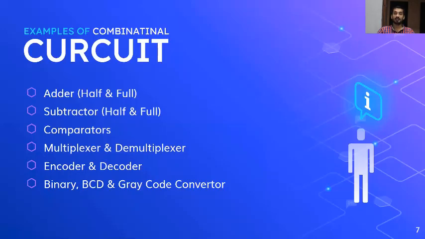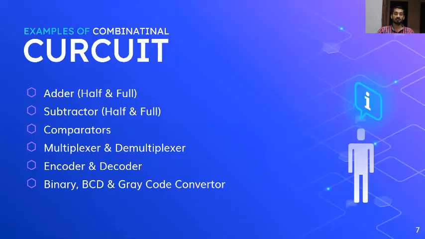It checks whether A is equal to B or A is not equal to B, A is greater than B, or A is less than B, or A is greater than or equal to B, or A is less than or equal to B. The best use of a comparator is in the arithmetic logic unit. When we compare any values, it uses comparators, a combinational circuit.